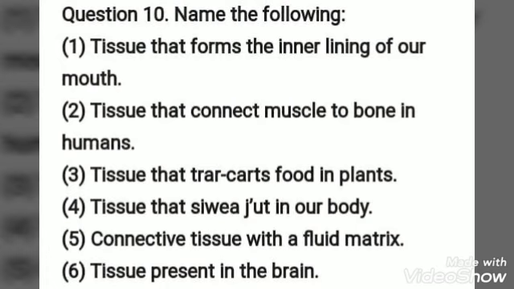The next part, D part, is tissue that stores fat in our body. So the tissue that stores fat in our body is the adipose tissue. The next part, part E, is connective tissue with a fluid matrix. Now we know that blood is a fluid connective tissue, so its answer would be blood. The last part of this question is tissue that is present in our brain. So the tissue that is present in our brain is nervous tissue.